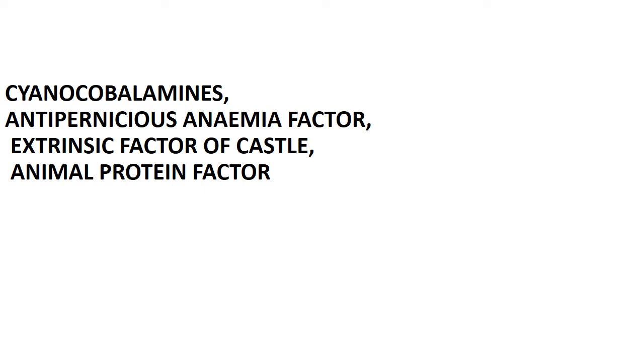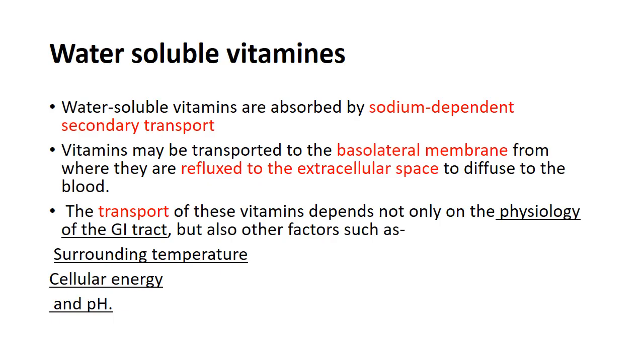It is also called the anti-pernicious anemia factor, because with B12, pernicious anemia does not precipitate. It is the extrinsic factor of Castle, because the intrinsic factor of Castle is secreted from the parietal cell, and B12 itself is an extrinsic factor. And it is the animal protein factor, because most of the time it originates from animal protein.